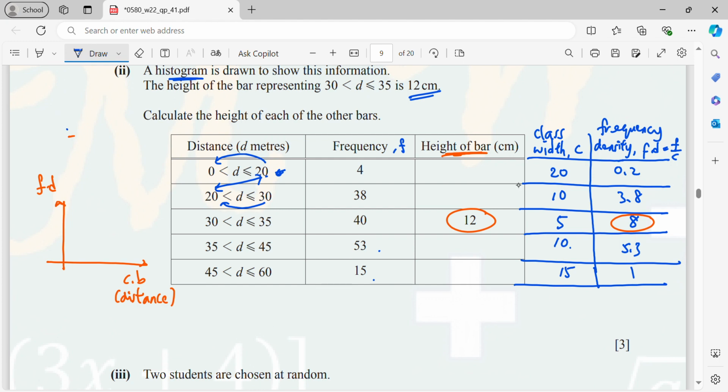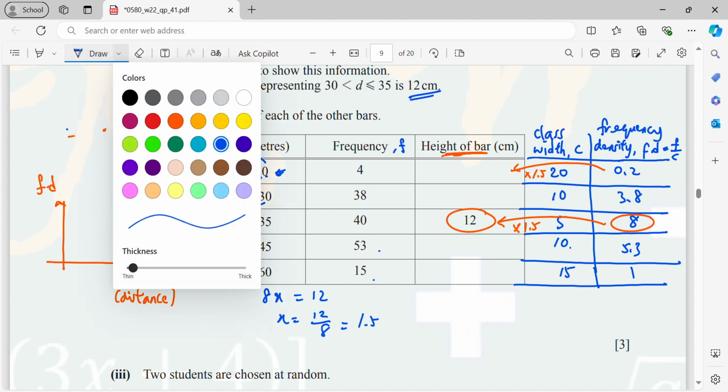So basically, the 8 you multiply by x, it will be 12. That means your x is 12 over 8. That is 1.5. That means now you have to times 1.5. So it means that all these values, to get the height, I have to times 1.5 for all.